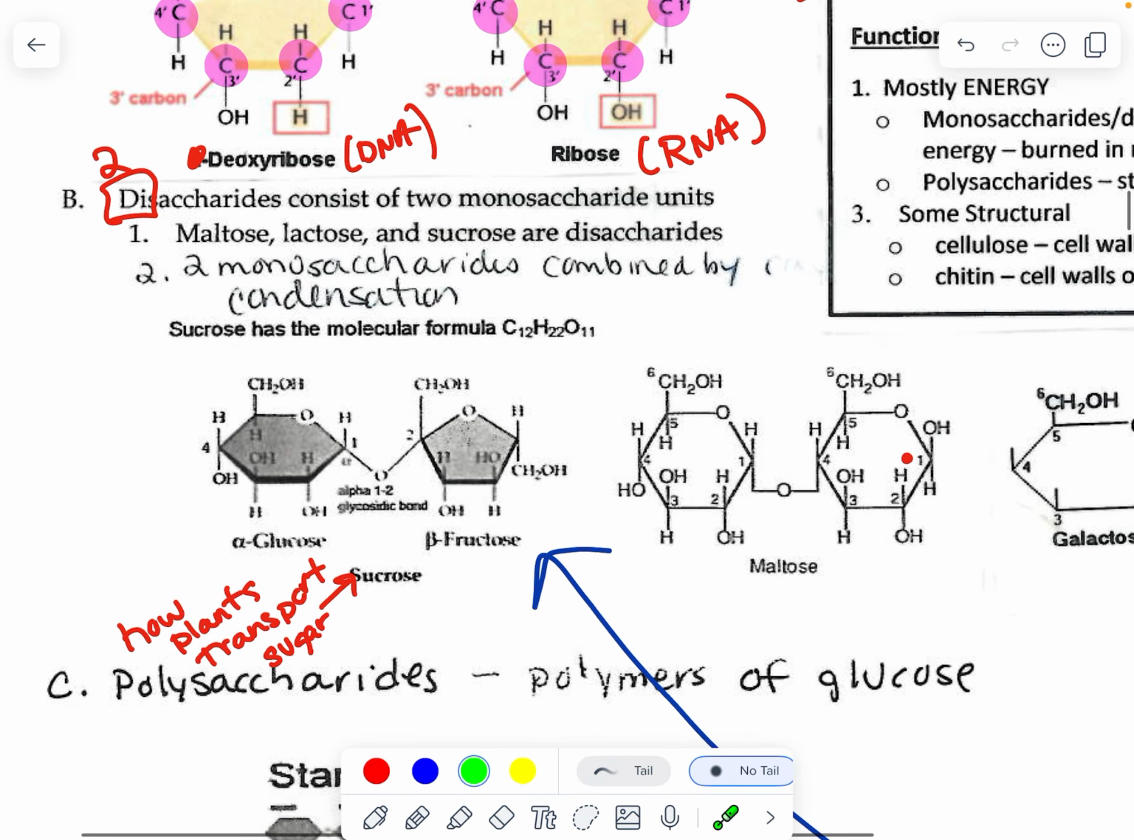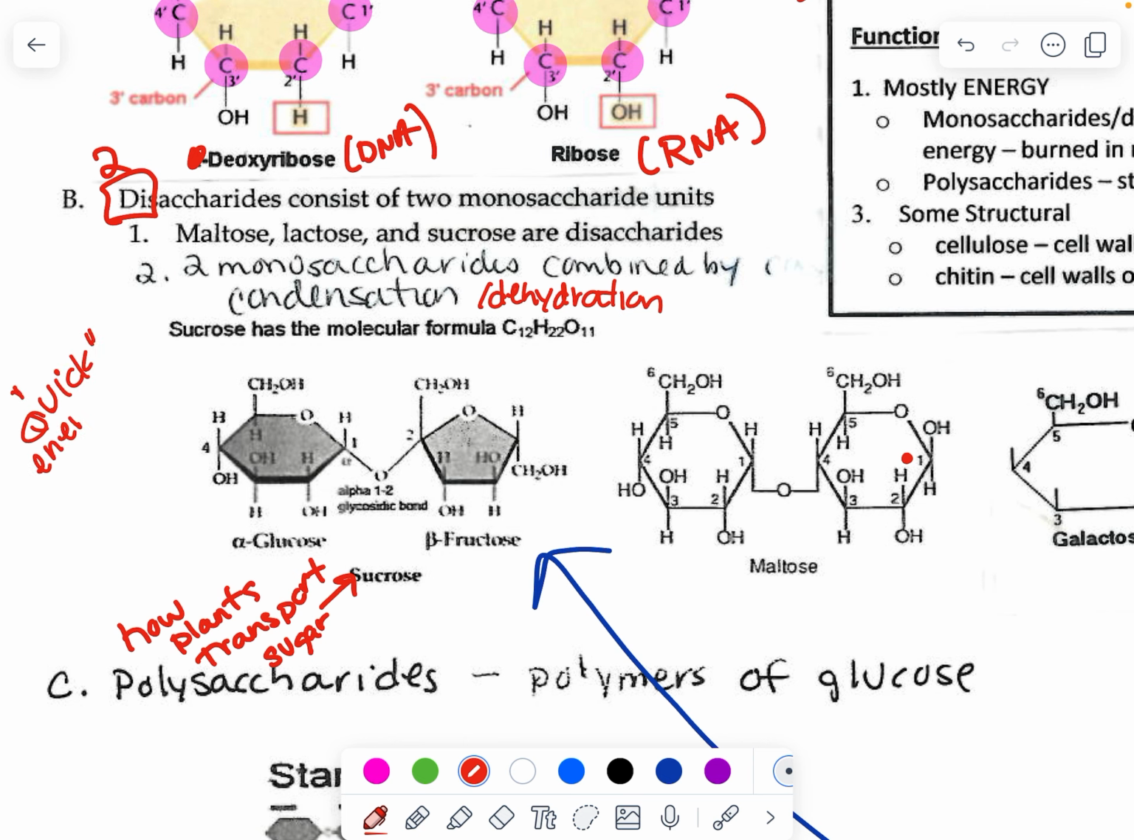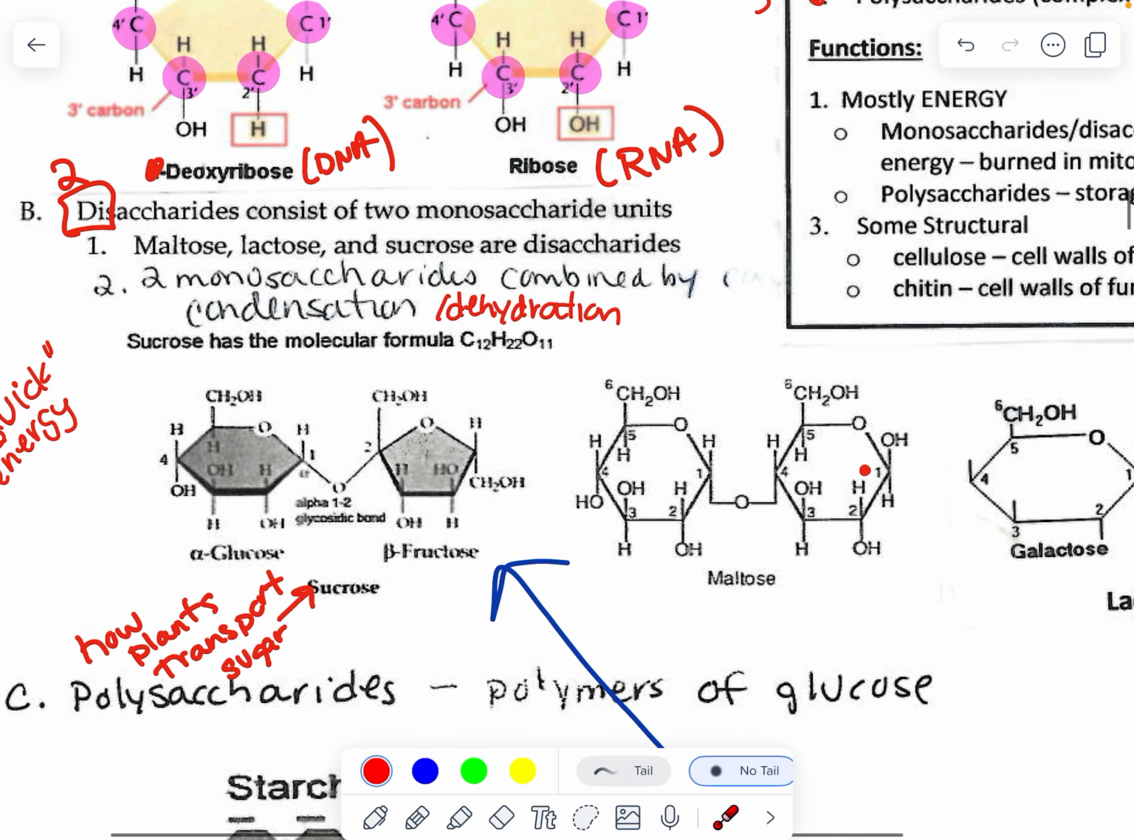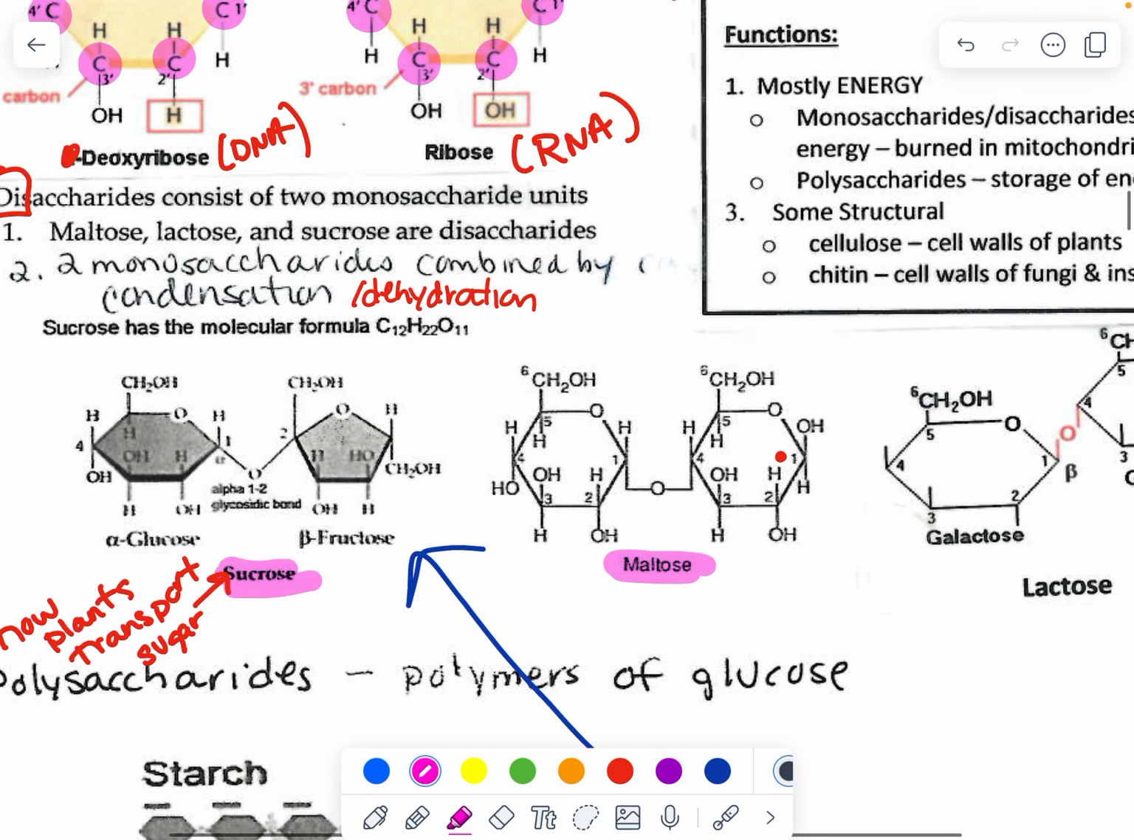Okay, so the disaccharides, we're still in the sugar category. Di means 2. They consist of 2 monosaccharides put together. Remember, that would be a condensation reaction, also known as a dehydration reaction. And again, these are for quick energy. When I talk about sugar in general, it's the monosaccharides and the disaccharides, both. You can see we have sucrose, we have maltose, and we have lactose. Those are the 3 examples I'd like you to know.